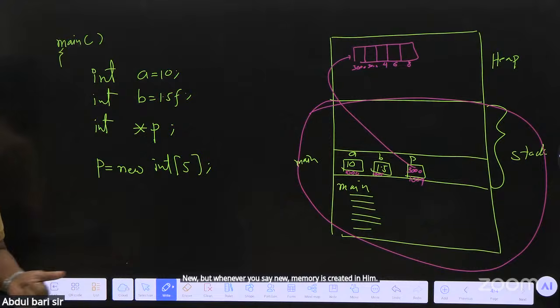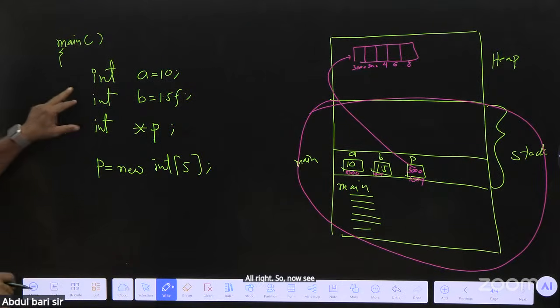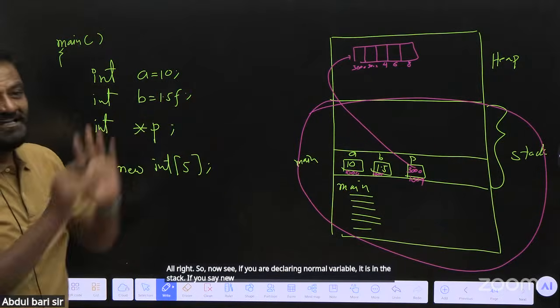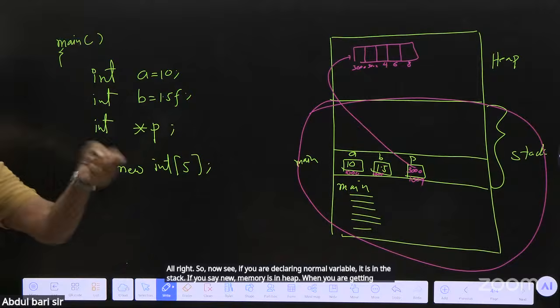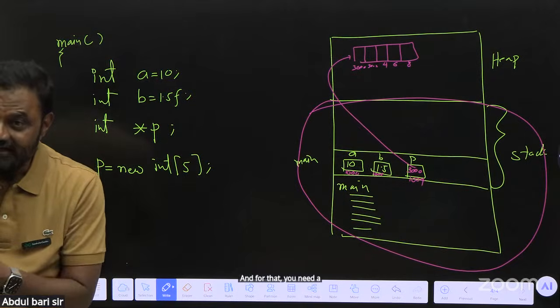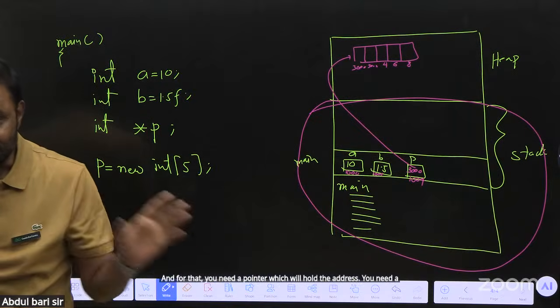All right, so now see, if you are declaring a normal variable, it is in the stack. If you say new, memory is in heap. When you are getting memory in heap, you will get the address. And for that, you need a pointer which will hold the address. It will store the address.